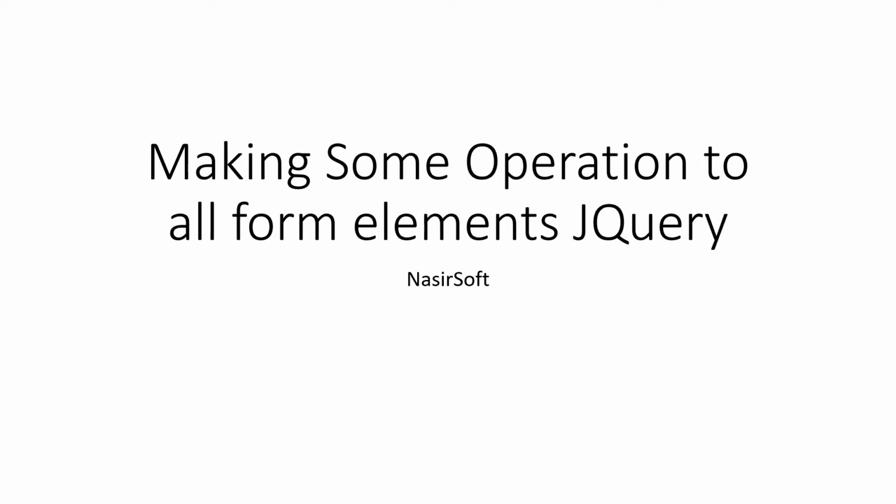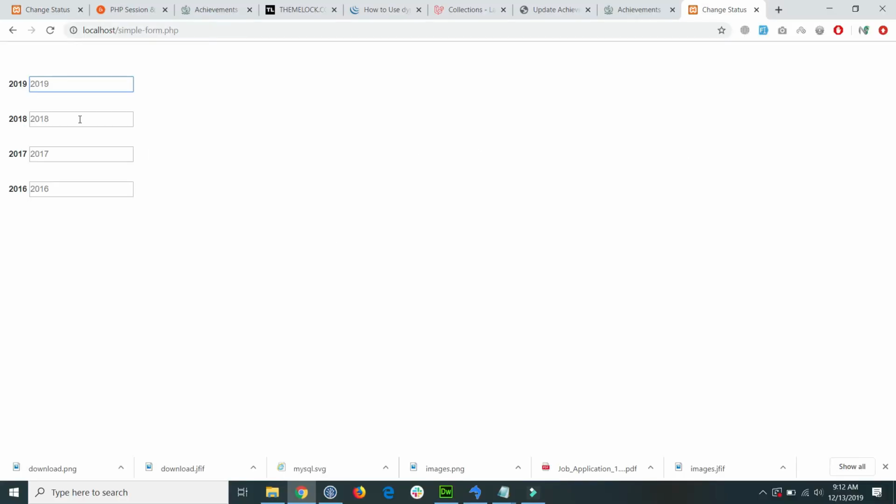In this video, we will talk about how, through jQuery, we can perform some operations on all form elements with a single command, without a loop. Okay. So for example, this is my form, and inside this form there are four fields. The first is 2019, the second is the 2018 input field, the third is 2017, and then 2016.